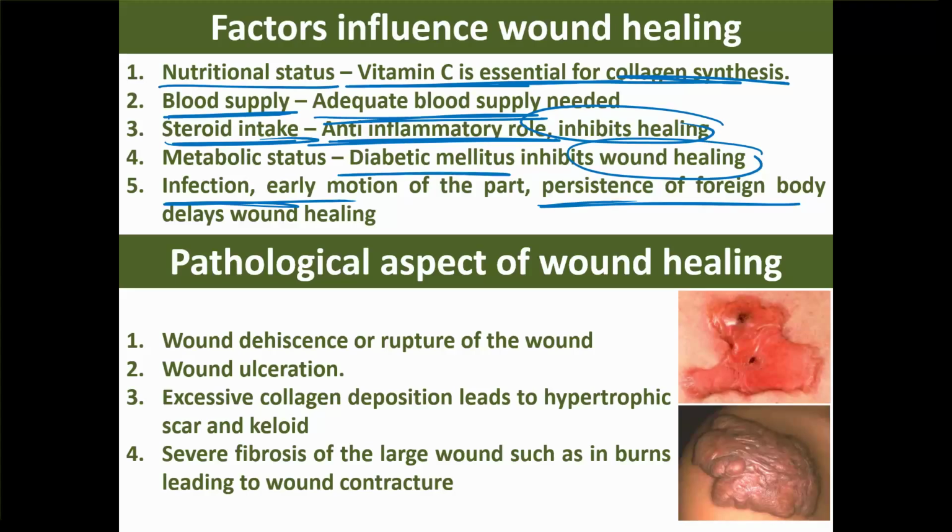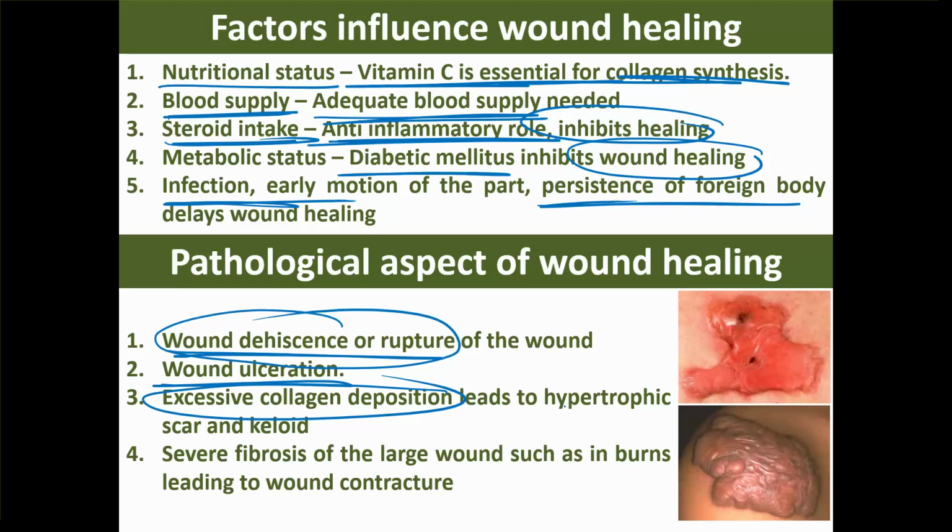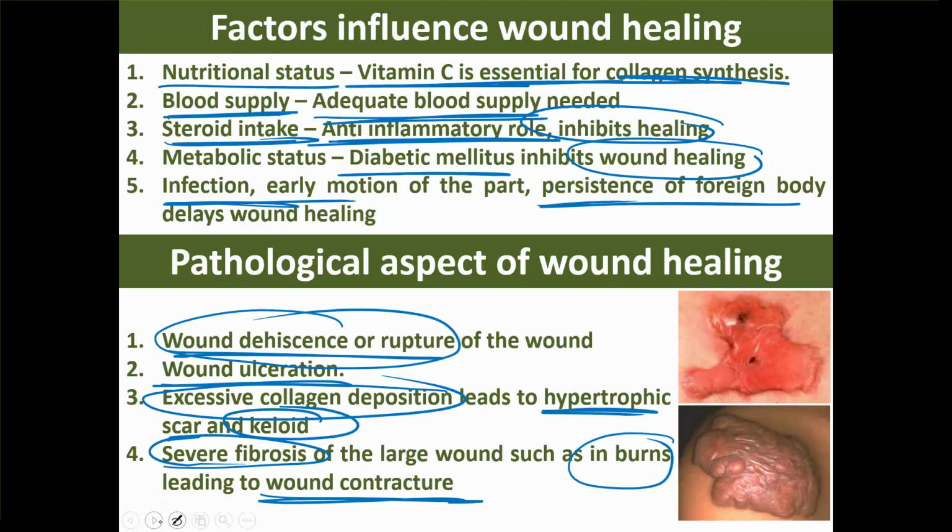Now coming to the pathological aspects of wound healing. If the wound healing is not proper and the scar formation is very weak, then it can rupture, and that is called wound dehiscence. Then wound ulceration can happen. If there is excessive collagen, that is called hypertrophic scar, or if the scar is coming well above the skin, that is called keloid. If there is a large extent of injury, like in burns, that will produce severe fibrosis, which will create wound contracture. These are the pathological aspects of wound healing. This ends chapter number 5, tissue repair.